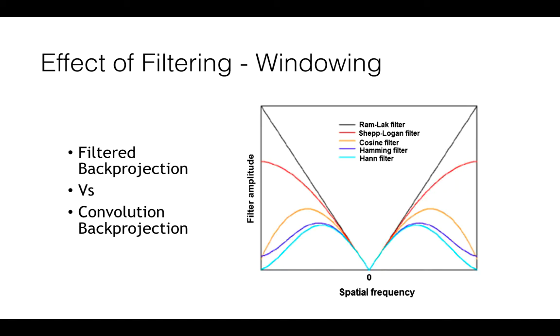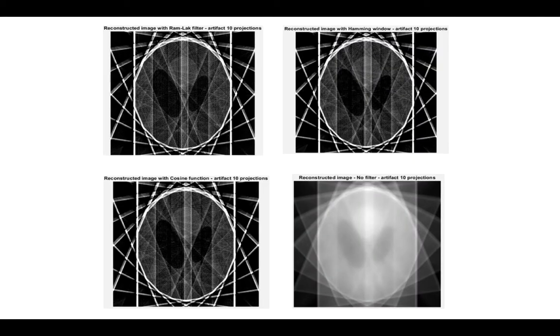The effect of filtering and windowing functions is also simulated. As discussed in the theory part, filtered back projection uses a ramp-like filter, whereas in convolution back projection with windowing functions, the ramp-like filter is multiplied by the windowing function. To see the effect of filtering, we can compare the no filter case. When there is no filter, the reconstructed image is blurry. If we compare the 4 reconstructed images illustrated here, no filter gives the worst result.